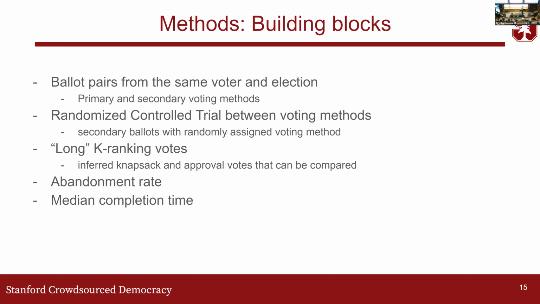Thirdly, we have long K-ranking votes, which I'm not aware of a lot of long K-ranking votes in participatory budgeting being available, but that allows us to infer a knapsack and approval vote with some natural assumptions. Finally, we also have the abandonment rate for each election. So that tells us how many people did not complete the ballot on this specific step. And we have the median completion time. Basically how much time did people take to complete it, which allows us to compare different ballot designs.